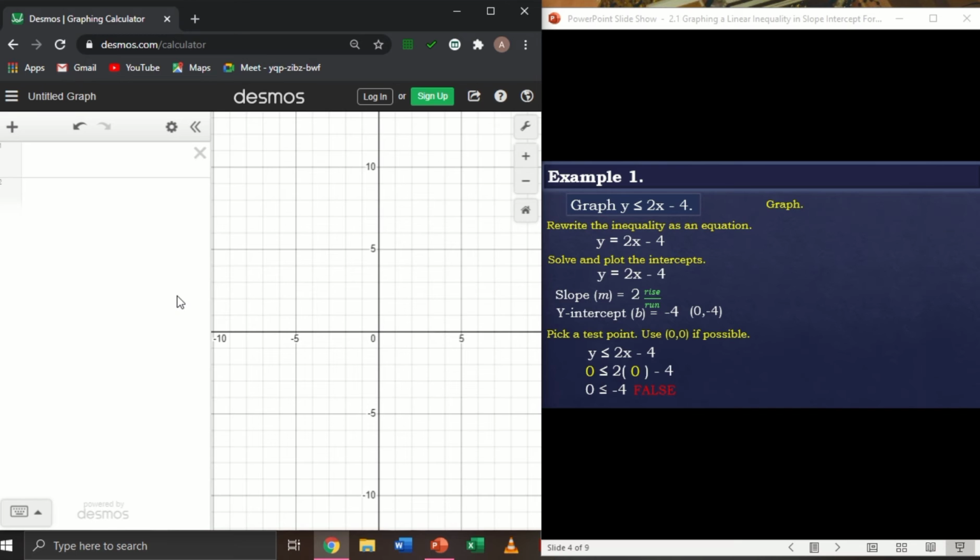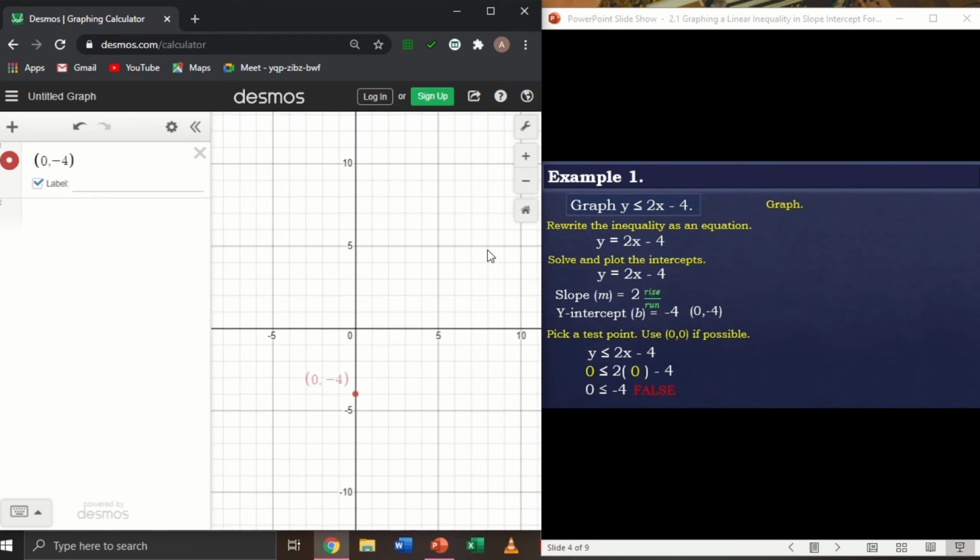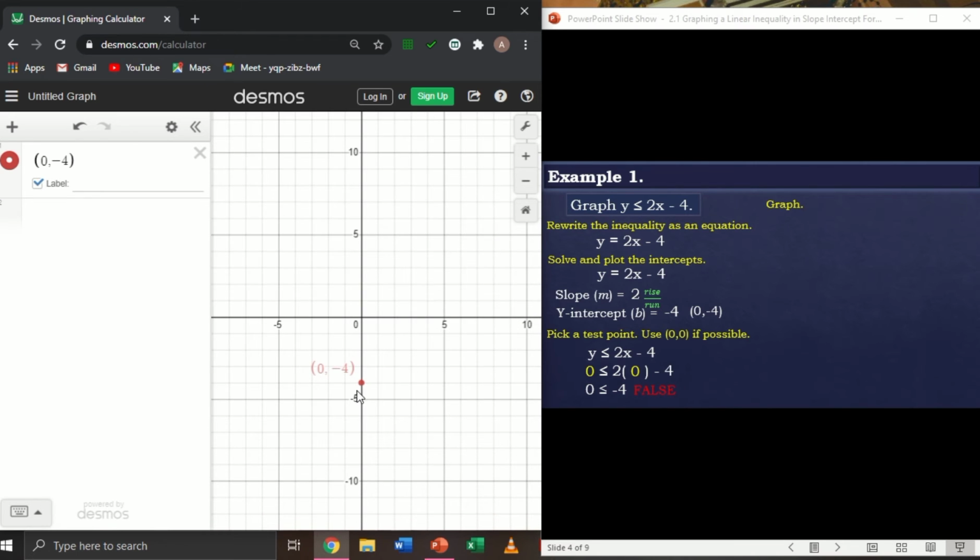So, ang una mo munang ipa-plot is, lagi kapag naka-slope intercept form, is yung ating y-intercept. So, 0, negative 4. Ayan po siya. So, ito po yung ating 0, negative 4. Now, after mo i-plot, kapag naka-slope intercept form, tatandaan, ang una nating ipa-plot is yung y-intercept. So, that is 0, negative 4. Now, after mo itong ma-plot, punta ka na sa slope.